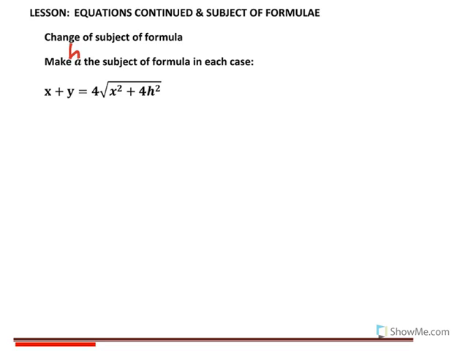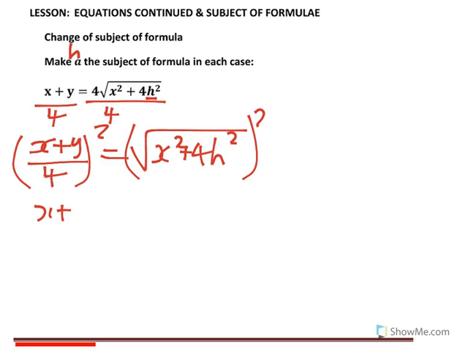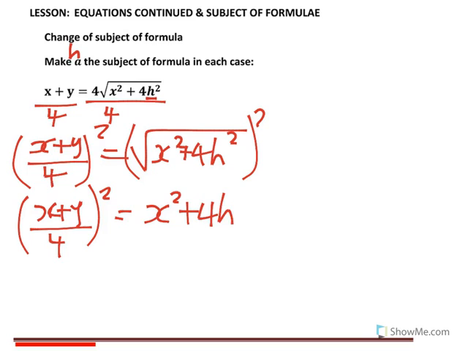The trick that you need to do is, because they want h there, you first have to divide everything by 4. So you're going to have (x + y) over 4 is equal to the square root of x squared plus 4h squared. After that, what you do, you square. Then you're going to have ((x + y) over 4) squared becoming x squared plus 4h squared. You take x squared to the other side, you divide by 4, you square root, and then you solve that one.